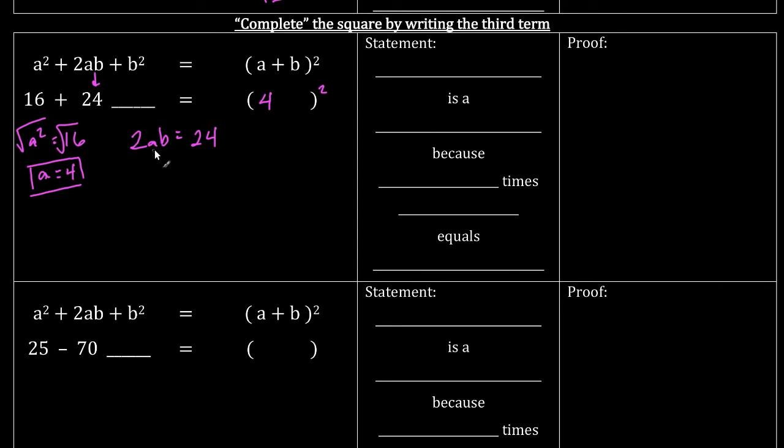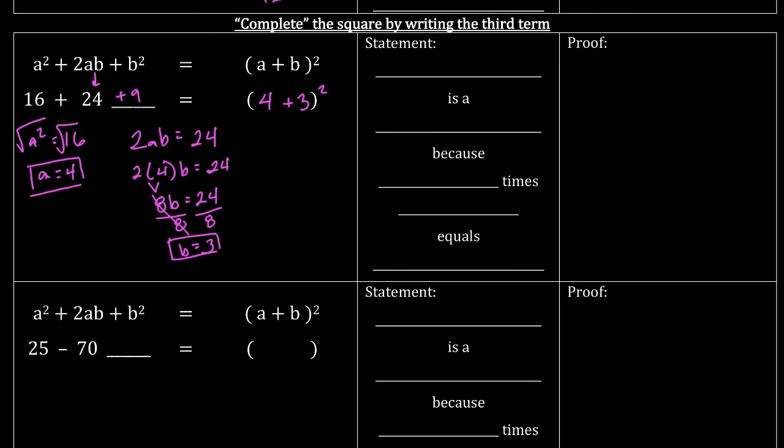And let's just put an a. We know a is 4, so 2 times 4 times b is 24. Let's simplify before we solve. 2 times 4 is 8. 8b is 24, so we divide by 8. b is 3. So if I know b is positive 3, I know that 3 times 3 is positive 9. And then you do the same sort of proof.